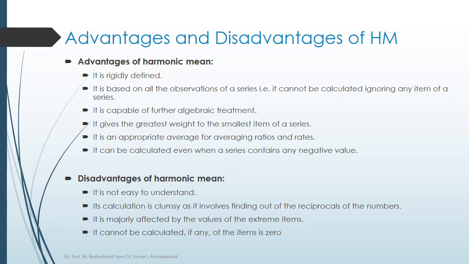The disadvantages of harmonic mean: it is not easy to understand compared to AM. Its calculation is clumsy as it involves finding the reciprocal of the numbers. It is majorly affected by the extreme values. It cannot be calculated if any of the values is 0.